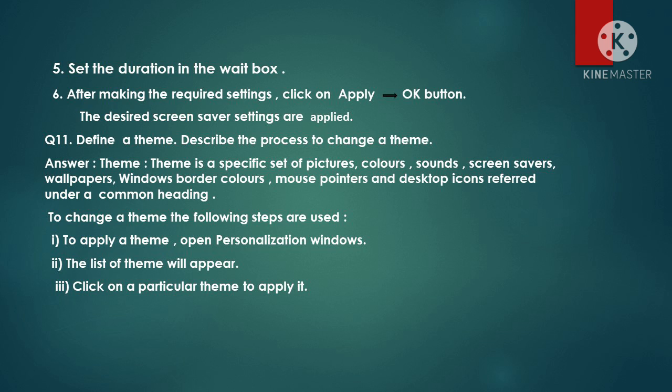Question number 11. Define a theme. Describe the process to change a theme. Answer. Theme. A theme is a specific set of pictures, colors, sounds, screensavers, wallpapers, Windows border colors, mouse pointers and desktop icons referred to under a common heading. To change a theme, the following steps are used.